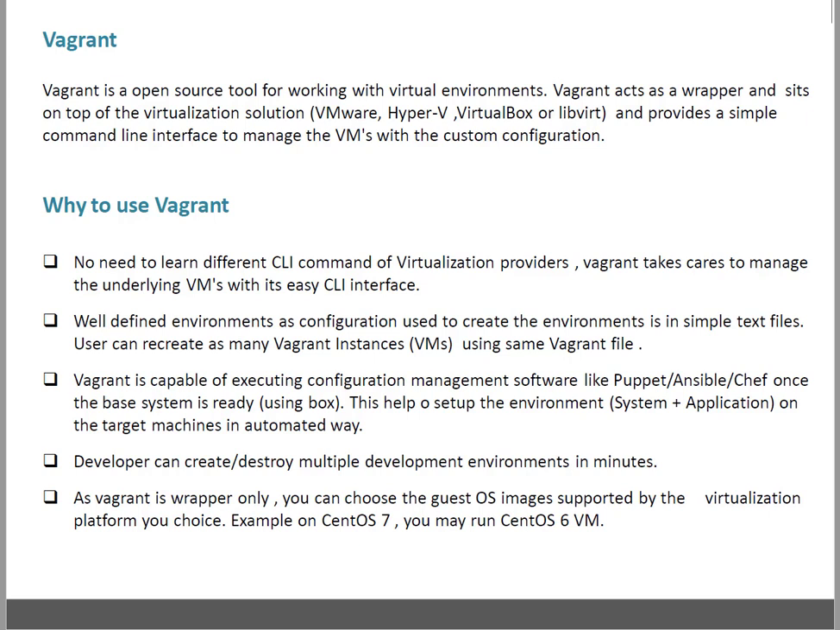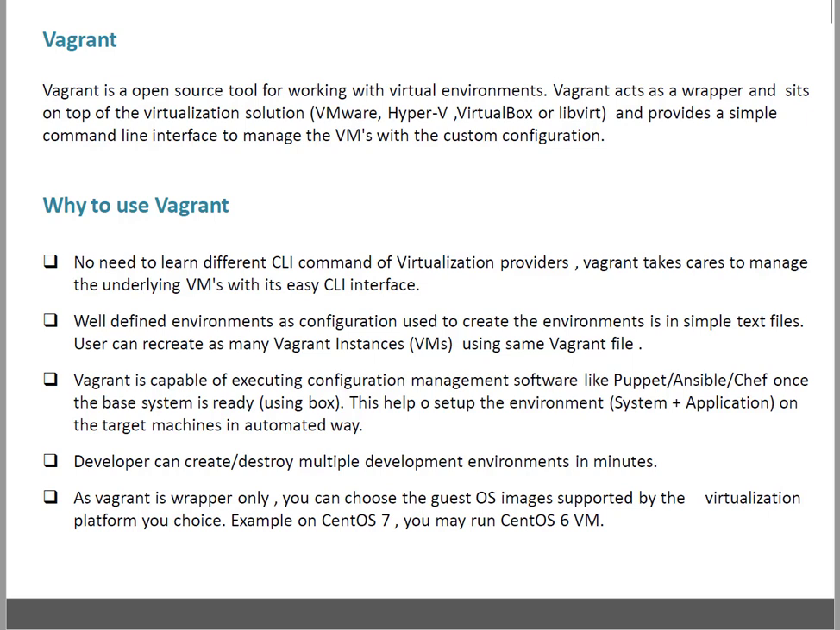Second benefit: well-defined environments, as the configuration used to create the environment is in simple text files. A user can recreate as many Vagrant instances as they want with the same Vagrantfile and the same configuration. With Vagrant, all the configuration or specifications are saved in a single file, which is called the Vagrantfile. If you want to recreate or create multiple instances with the same config, you can reuse that file, and that's basically a text file, so it's easy to understand.